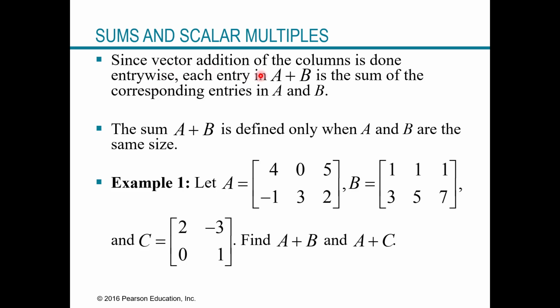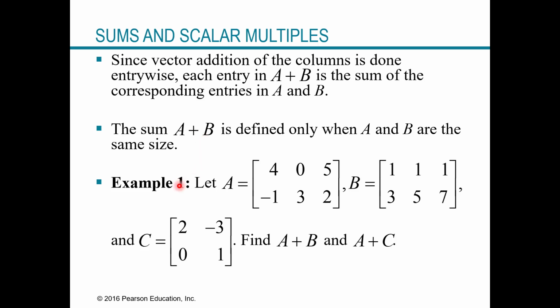And so since vector addition of the columns is done by entries, so you add up each entry, then each entry in A plus B is the sum of the corresponding entries in A and B. All right, and again, they have to be the same size matrix to begin with.